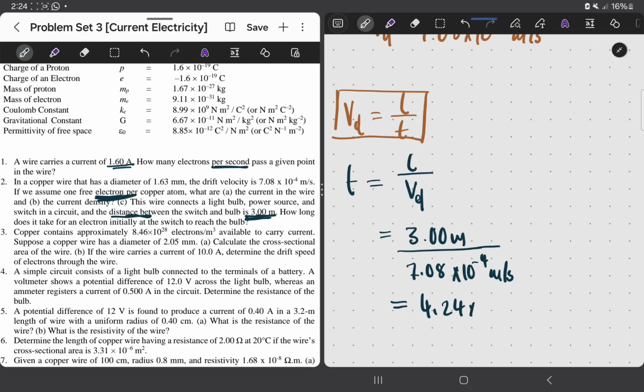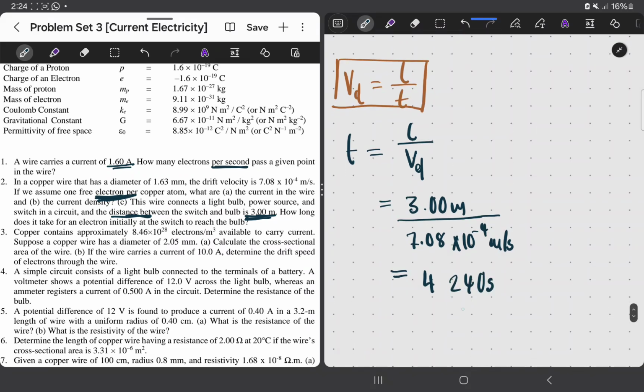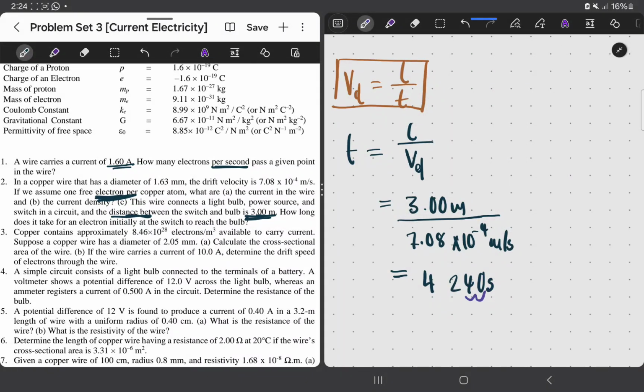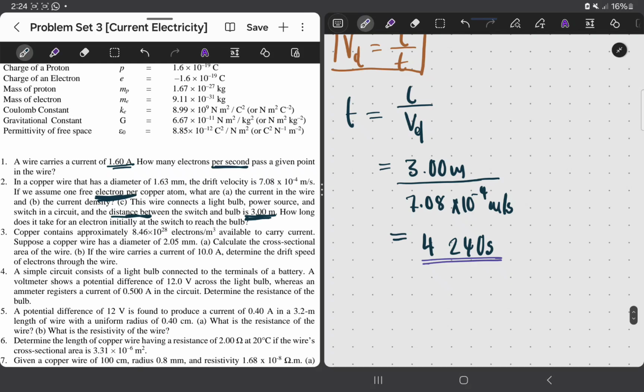You're going to get 4.24 times 10 to the power of 3, which is 4,240 seconds. If we move the comma like this, 1, 2, 3, it's going to be 4.24 times 10 to the power of 3 seconds, but we can leave it as 4,240. What did they ask? How long does it take to reach the bulb?